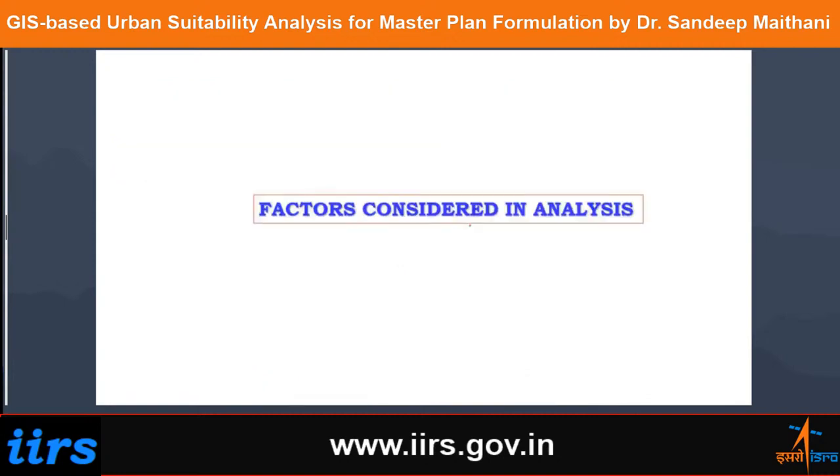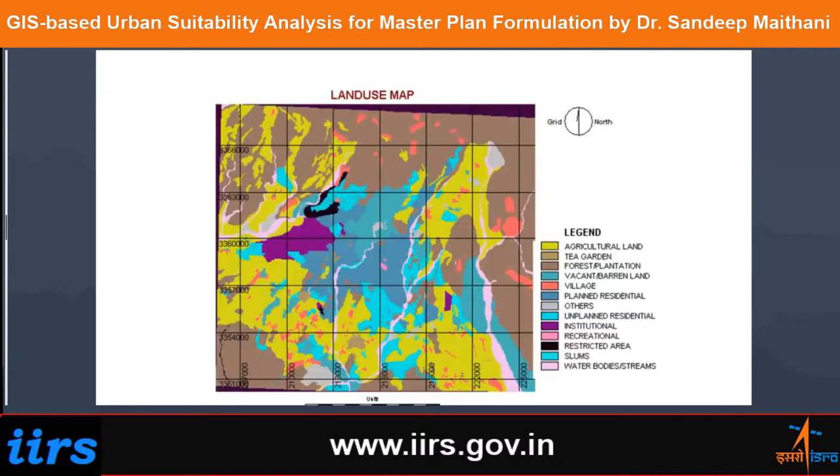I will discuss with you one case study we have done for Dehradun. This is the land use map of Dehradun, which we generated using remote sensing data in a GIS environment. It shows the agriculture land, the tea garden, the forest, the vacant land, the village, the plant. So different land uses we have shown, and these numbers you see are nothing but coordinates.